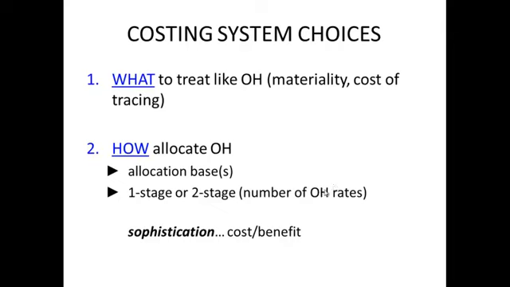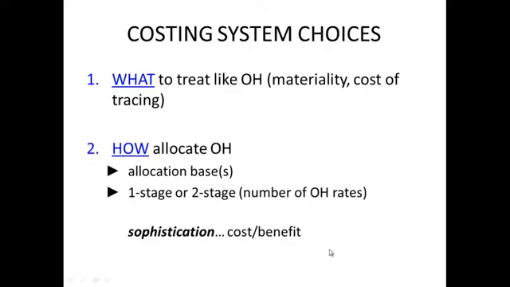Once you've decided which cost you're going to treat as overhead, the next big issue is how you're going to go about allocating that overhead. It turns out there's a lot of different ways we can do this. You have to choose, for example, what you're going to use as your allocation base. So as I alluded to a moment ago, are you going to use labor? Are you going to use labor cost? Are you going to use machine hours? Or are you going to use something else? You also have to decide if you're going to do this in a very simple one-stage system or a more sophisticated two-stage system. And this is basically a choice regarding the number of overhead rates that you're going to be using. And I'll be talking more about this in just a moment.